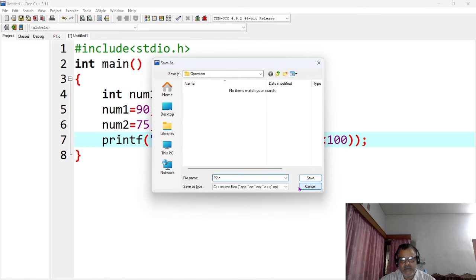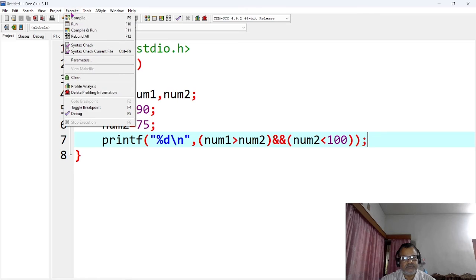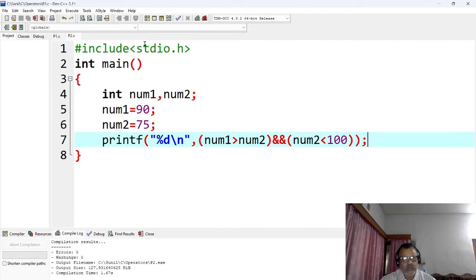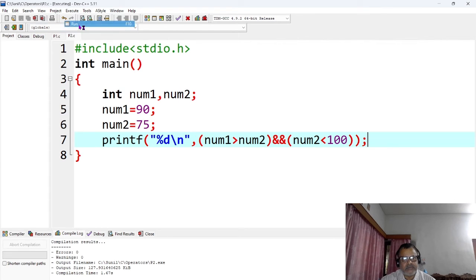I have discussed earlier that we should write this extension because I am using this Dev C++. Otherwise, the extension will be .cpp. But our intention is to write the program in C. So let us check what will happen. No error. So please run it.